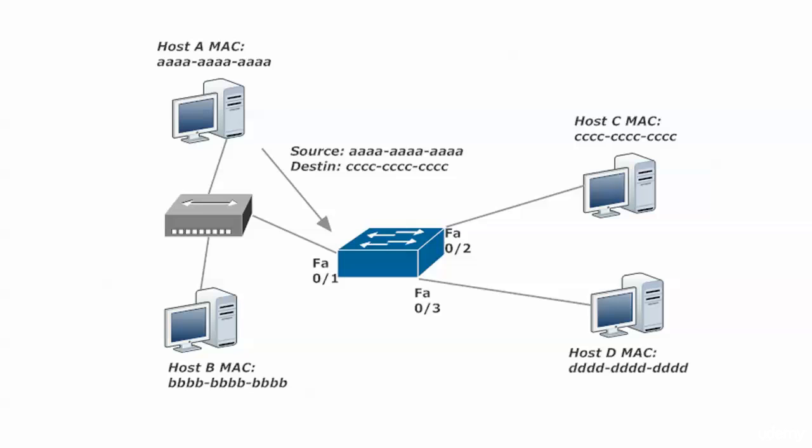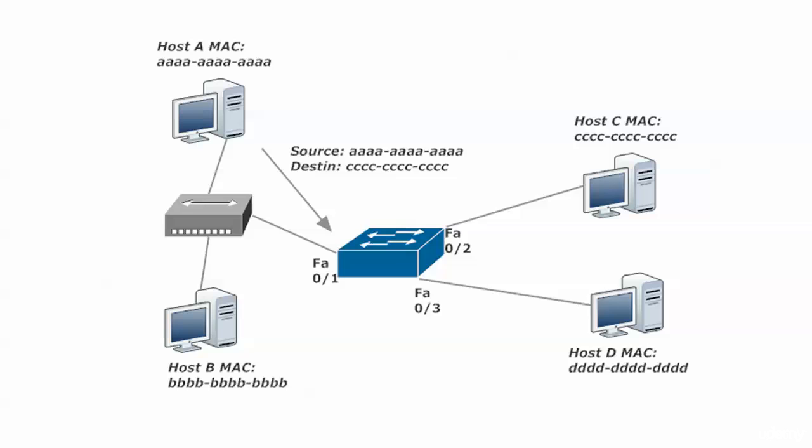Frame comes in on 0/1, which I will now call port 1 on the switch. And you see the source and destination. The source is host A and the destination is host C's address. The switch at this point looks at the source MAC address and asks itself one question. Do I have an entry for this address in my MAC address table? Well, right now the switch doesn't have any dynamic entry, so it's going to look at that and say, okay, I need to make an entry for host A's MAC address. And that's what it will do.